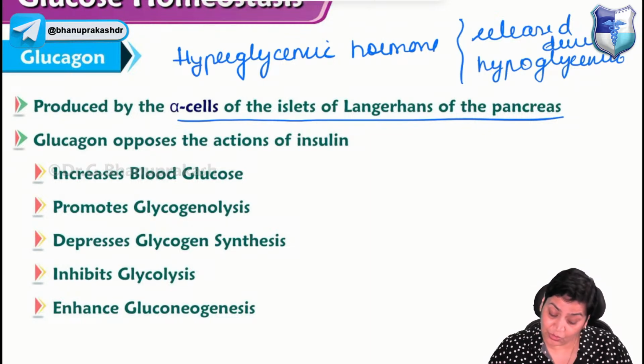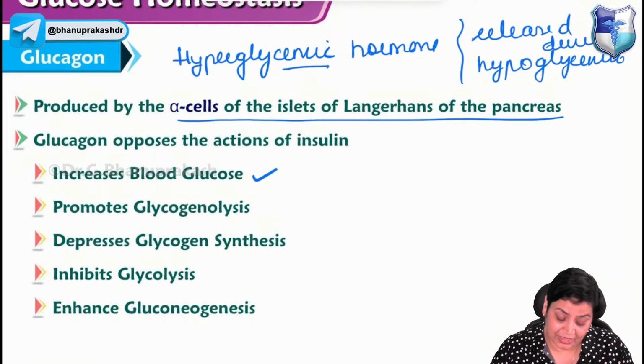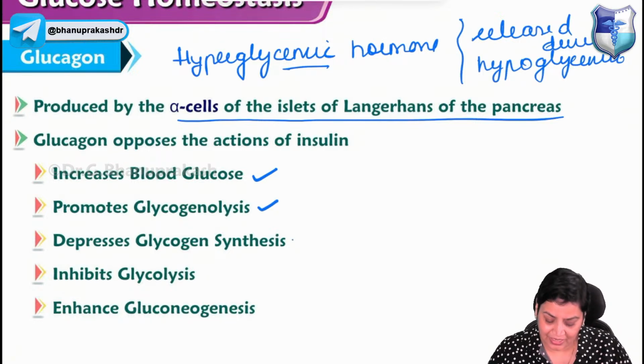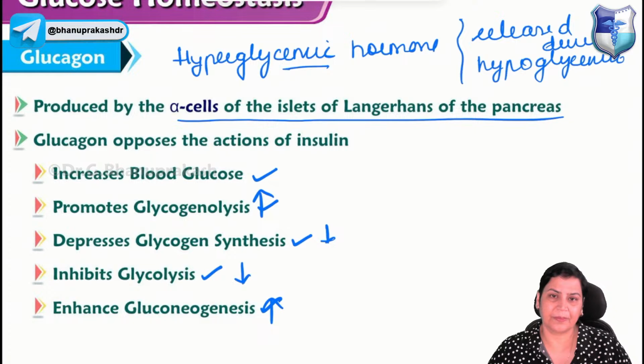What is the function of glucagon? It will increase glucose, because it is hyperglycemic. How will it increase glucose? It will promote glycogenolysis. It will inhibit glycogenesis. It will inhibit glycolysis and it will increase gluconeogenesis. So I can say glycogenolysis will be accelerated, gluconeogenesis will be accelerated, and this will be inhibited. Clear?